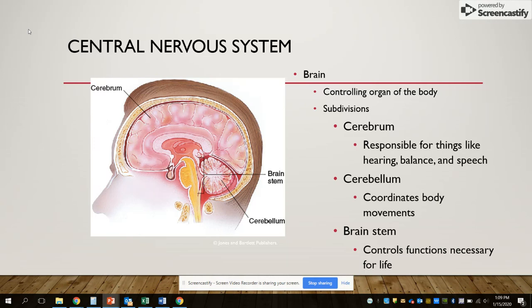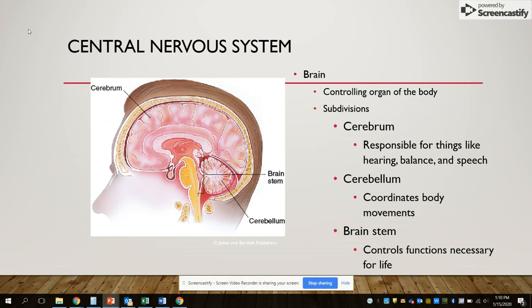Moving on to the central nervous system, that is going to be broken down into a couple of parts: the brain and the spinal cord. The nervous system itself is the central nervous system and the peripheral nervous system. We're looking right now at the central nervous system, the biggest component of which is the brain. The brain is the controlling organ of the body, and it has a couple of subdivisions.